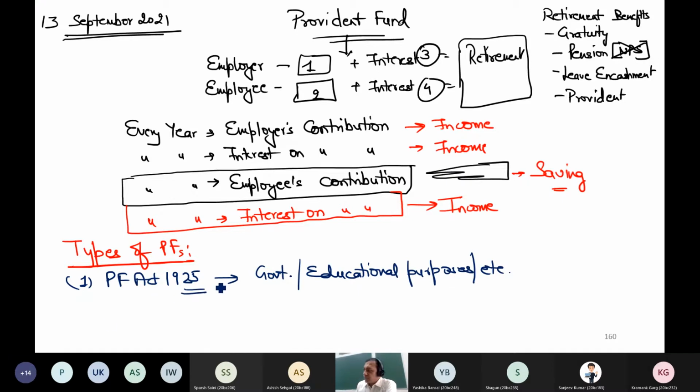Every provident fund covered under the Provident Fund Act of 1925, we call that a Statutory Provident Fund, SPF.